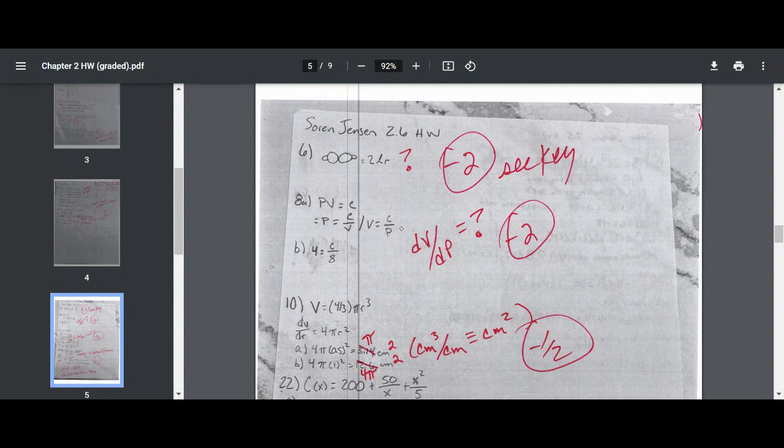So just rewrite, C is just a number, right? It's just a constant. So this is C times P to the -1 power. And then taking the derivative of that would be minus C P to the -2 power, which would be minus C over P squared. So V prime would equal negative C over P squared.